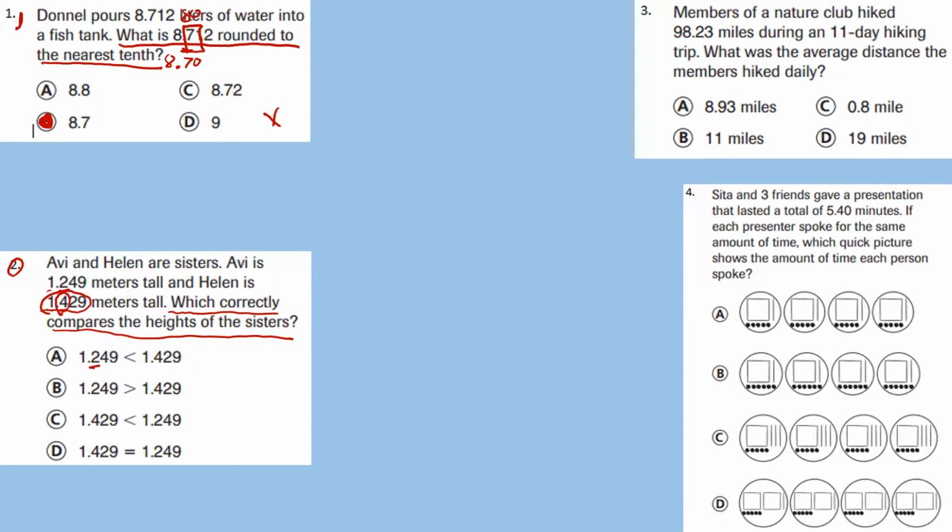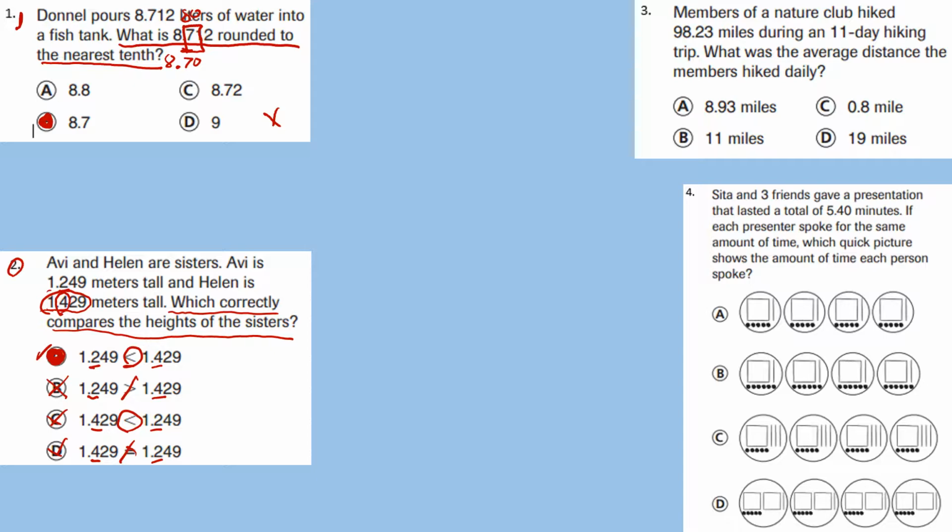The 2 is less than the 4. That is correct. The 2 is not greater than 4. That is not correct. The 4 is less than 2. That is not correct. And 4 is not equal to 2. That is not correct. The best answer is A.